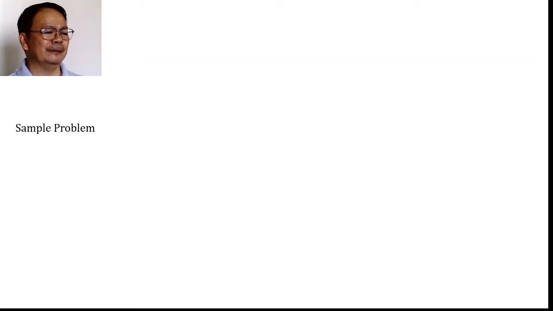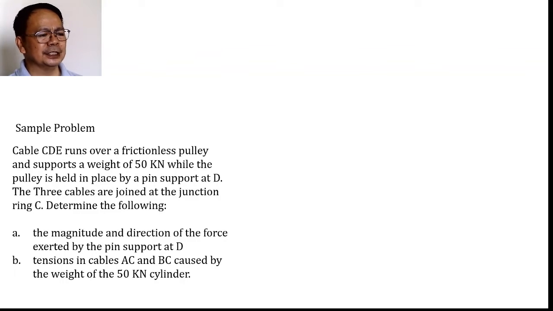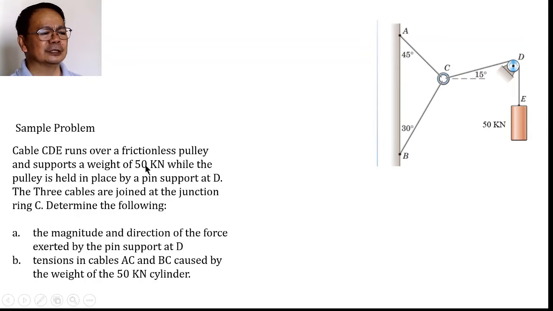Kaya solve natin itong problem na ito. Let us have the sample problem. Sabi dito, there is a cable CDE that runs over a frictionless pulley and supports a weight of 50 kN, while the pulley is held in place by a pin support at D. Ito daw cable CDE ay nagrarun over this frictionless pulley and there is a weight of 50 kN cylinder. This pulley is supported in place by a pin. At ang tanong sa atin, we define the magnitude and direction of the force exerted by the pin support at D.